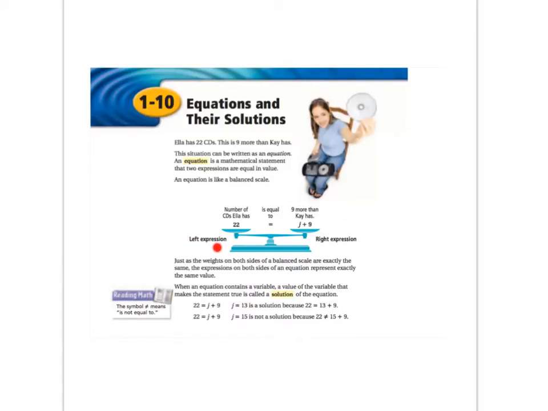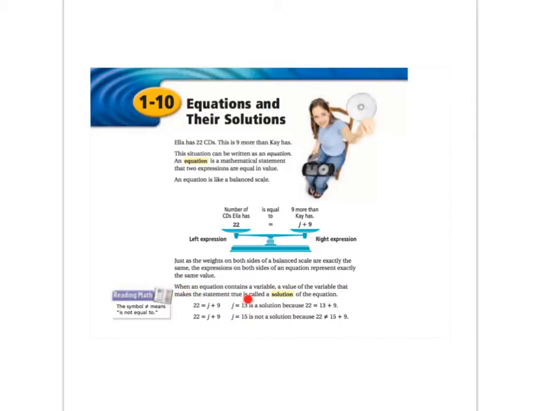We have the left expression, and that was the number of CDs that Ella has, 22. And here we have the right expression, and that was 9 more than K has. So here they use J to represent K, and then plus 9. Now, the equal sign goes in between these two expressions. Just as the weights on both sides of a balanced scale are exactly the same, the expressions on both sides of an equation represent exactly the same value.